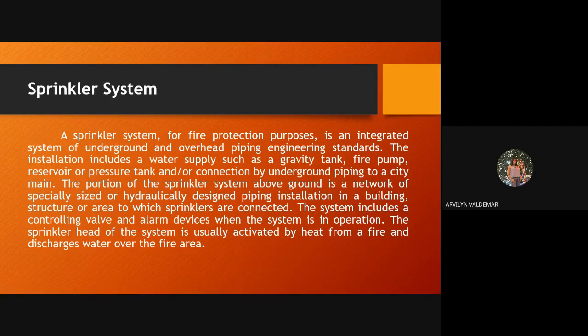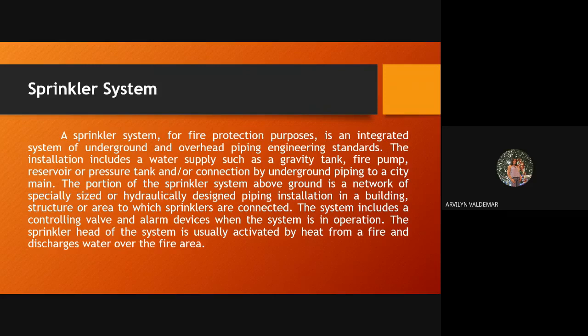So, sprinkler system. A sprinkler system for fire protection purposes is an integrated system of underground and overhead piping engineering standards. The installation includes a water supply such as gravity tank, fire pump, reservoir pressure tank, and or connection by underground piping to a city main. The portion of the sprinkler system above ground is a network of specially sized or hydraulically designed piping installation in a building, structure or area to which sprinklers are connected.